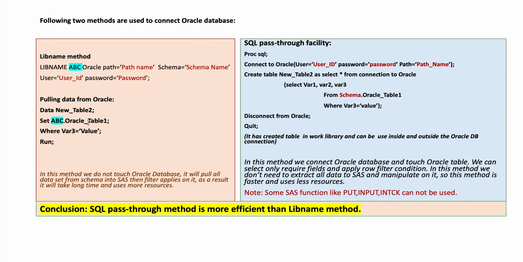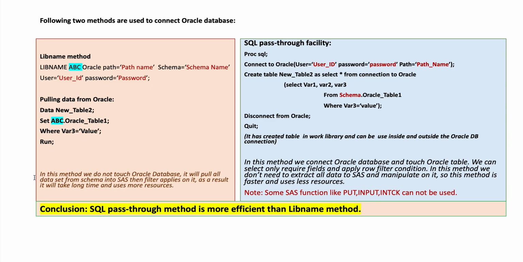Then Oracle table 1 means from this table 1 we extract the data into table 2. Suppose a filter condition is applied here, then where var3 equals a certain value, then run. When we run this data step code, data is extracted from table 1 and stored into table 2, where the filter condition is applied.